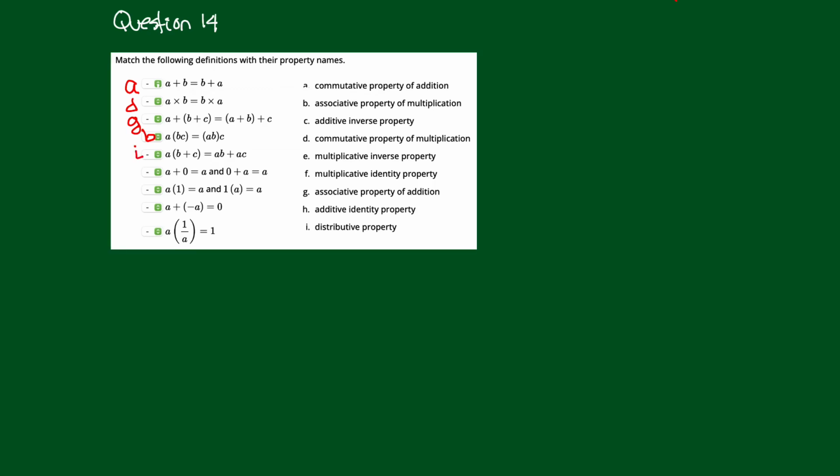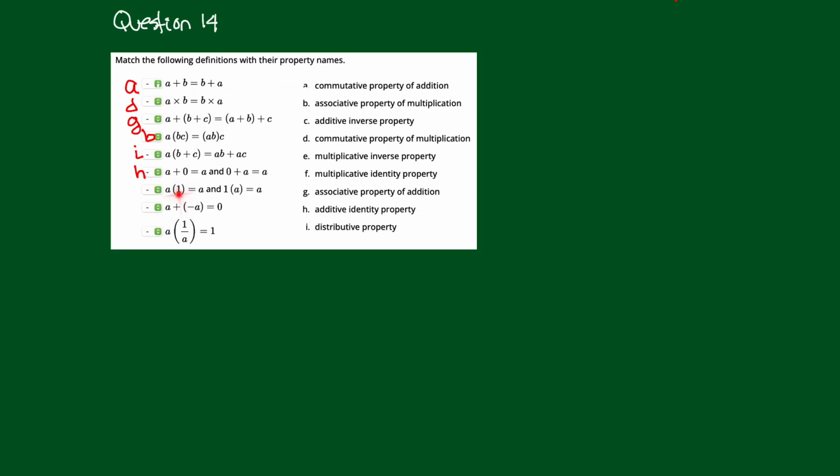Now, what's next? A plus 0 equals A, and 0 plus A equals A. So I'm adding 0 to some number A, and I'm getting A back. So I'm not changing the identity, and it's addition. So this is called the additive identity. Do we see one over here? There it is, H, additive identity property. So this one here is an H.